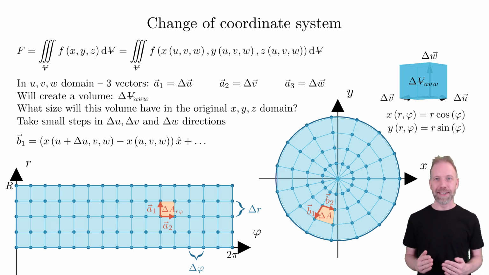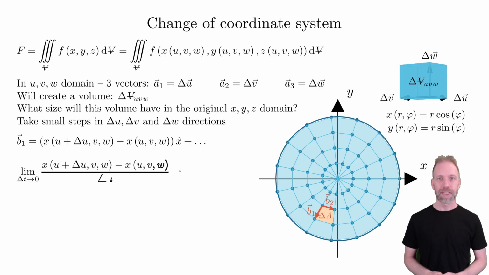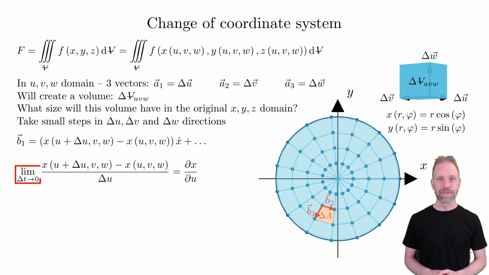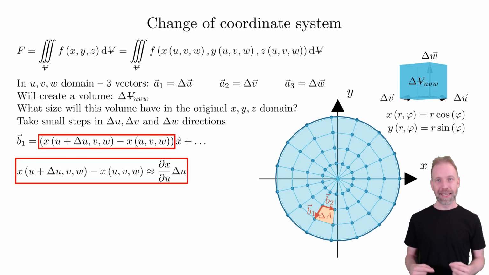Let us now calculate expressions for the vectors b. Start by looking at the x-hat direction. We take one small step delta u and compare with the original position. Remember the definition of the partial derivative with respect to u. Drop the limit and multiply with delta u. And we can insert it here.